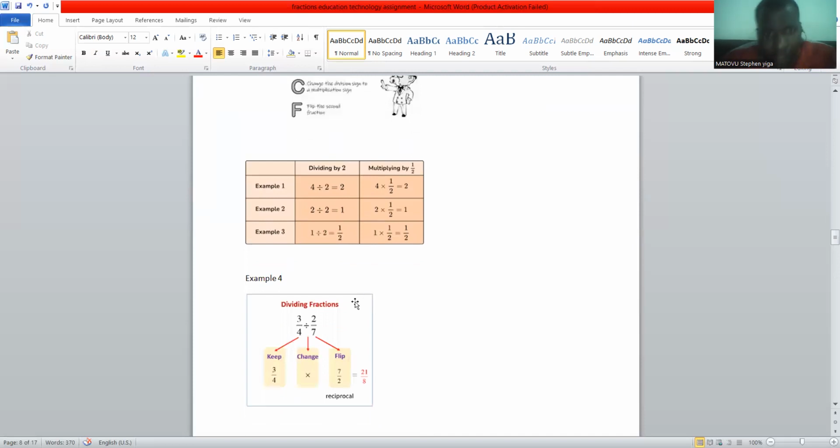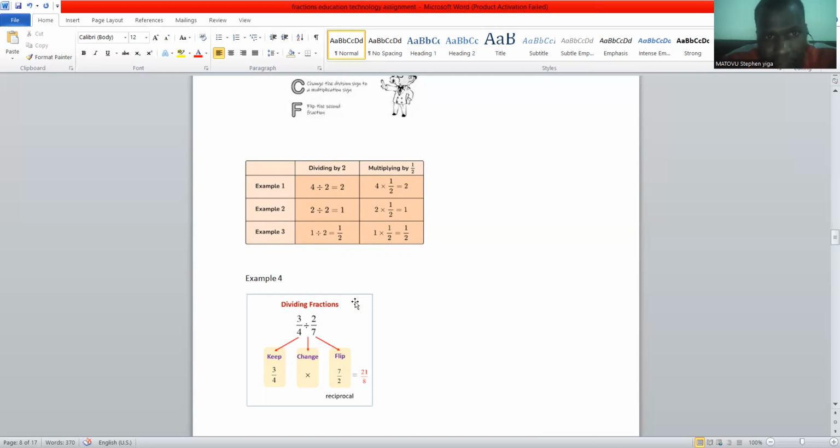For example, when we have 4 divided by 2, all of us know that 4 divided by 2 is 2. But how does it come? Leave the first fraction, because we all know that every whole number has a denominator of 1. Then get the reciprocal of the second fraction, or flip the second figure. The second figure is 2. If you flip it, it is 1 over 2, and when you multiply, you will get 2.